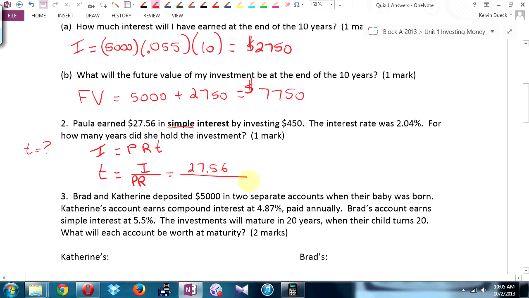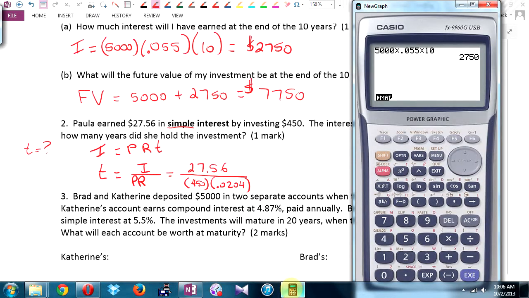It's going to be the interest divided by the principal and the rate as a decimal, 0.204. Foster, how many numbers are in the bottom of this fraction? Say 2. I better put the bottom in brackets. If I'm going to go to my calculator, it's going to look like this: $27.56 divided by bracket 450 times 0.0204, close bracket. Or you could go divided by and divided by both of them. But I like what I write on my calculator to look somewhat similar to what I wrote in my notes. So I think that's what I did.